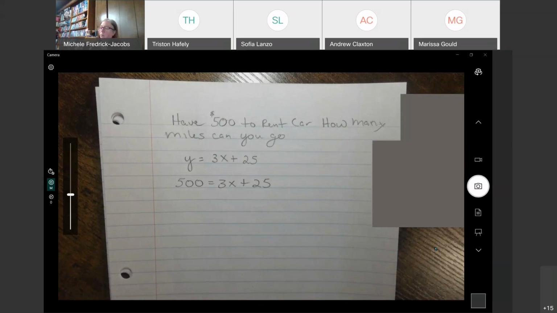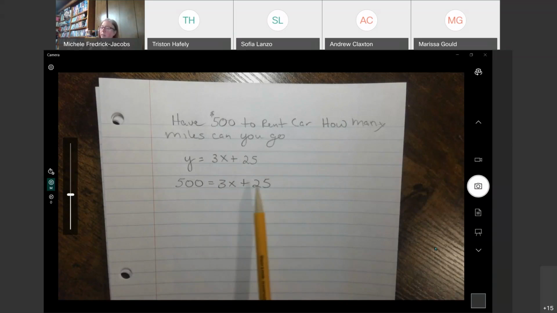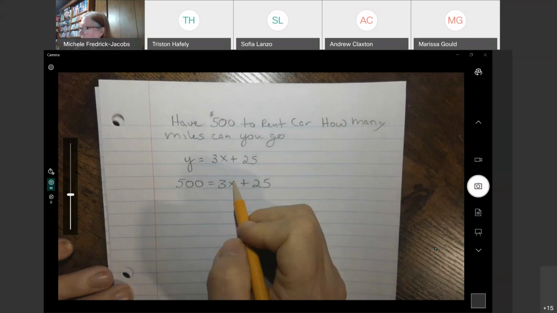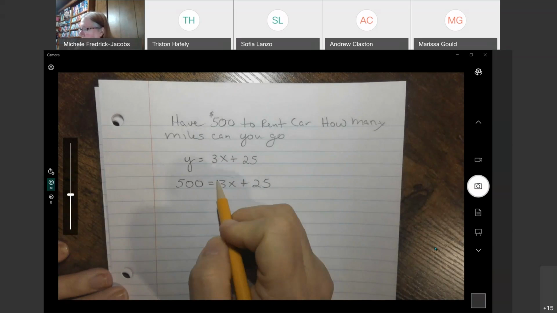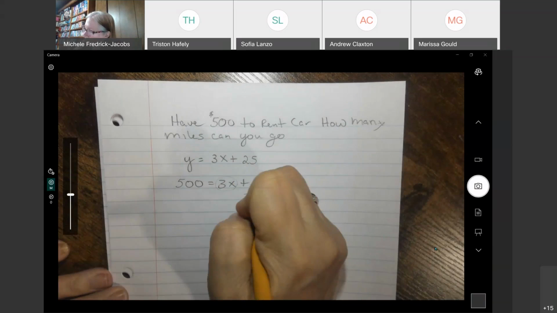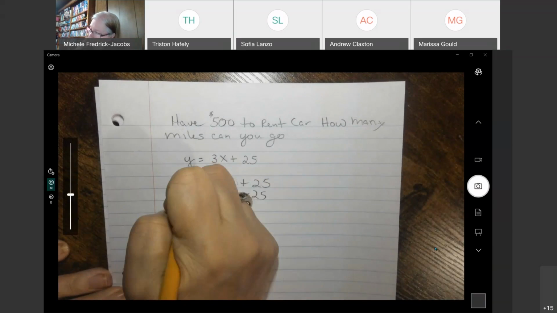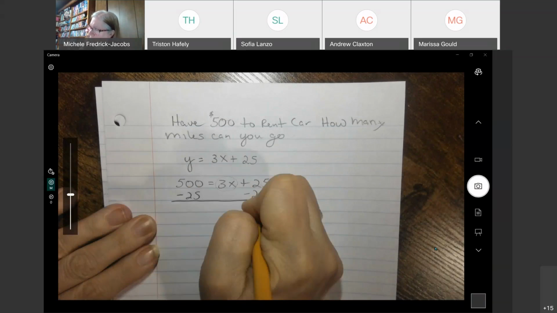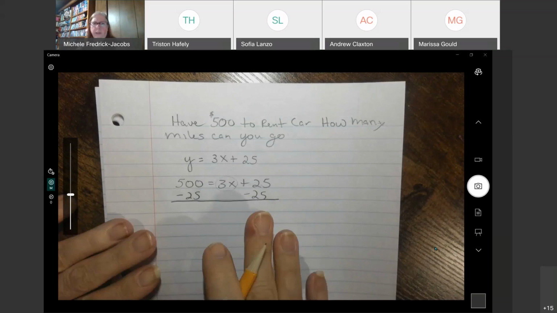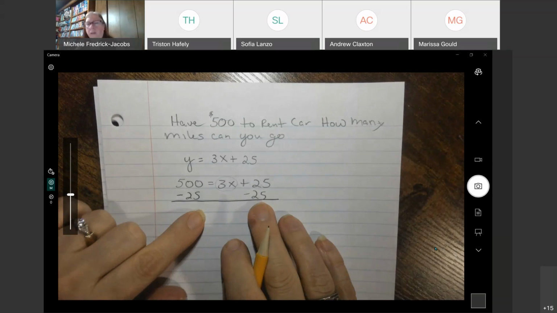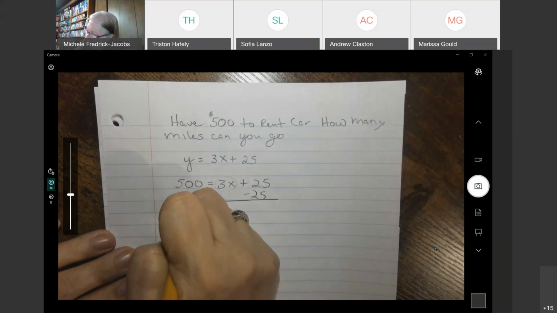And so you're solving for X. How do you get rid of the 25? Subtract. Yes. You always want to think of the opposite. Since we're adding the 25 and we want to get this by itself first, we'll subtract it. And if you can just do it with your calculator or in your head, you don't have to write this stuff out. But you get 475.